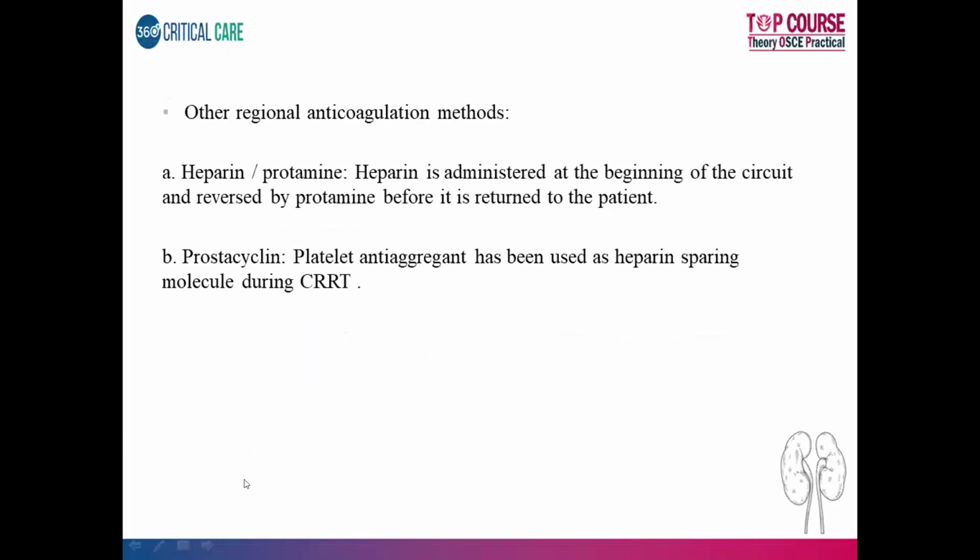So this is about the regional citrate anticoagulation. Coming to the other regional anticoagulations which can be used, this is very rarely used. One is heparin pre-filter and its reversal, protamine post-filter, can be used, or prostacyclin in some cases has also been used in CRRT.